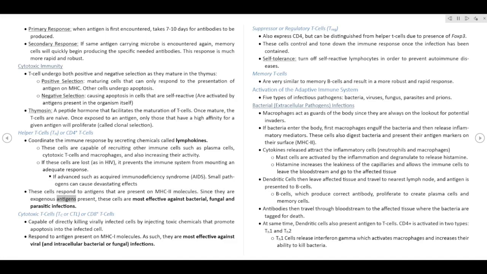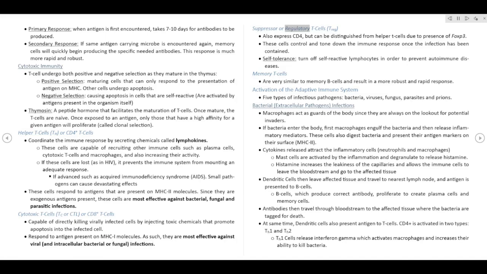Since they are exogenous antigens present, these cells are most effective against bacterial, fungal, and parasitic infections. Cytotoxic T cells, TC or CTL, or CD8 plus T cells, are capable of directly killing virally infected cells by injecting toxic chemicals that promote apoptosis into the infected cell. They respond to antigen present on MHC I molecules. As such, they are most effective against viral and intracellular bacterial or fungal infections.